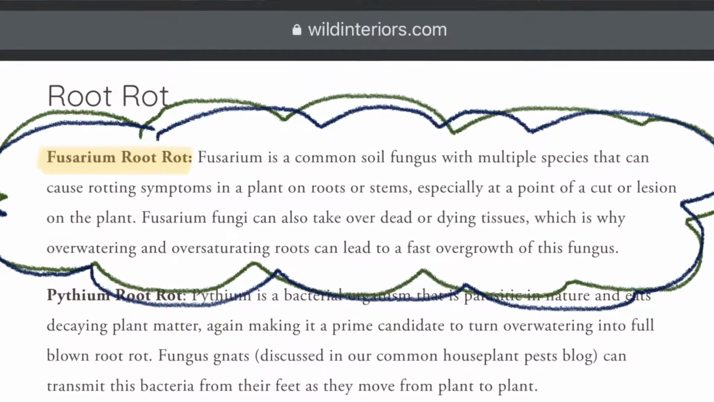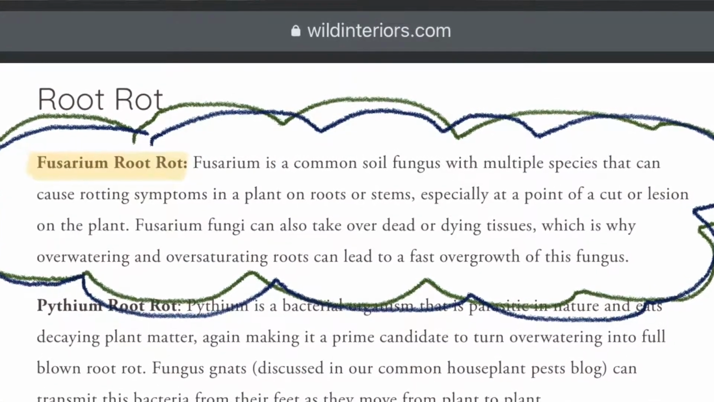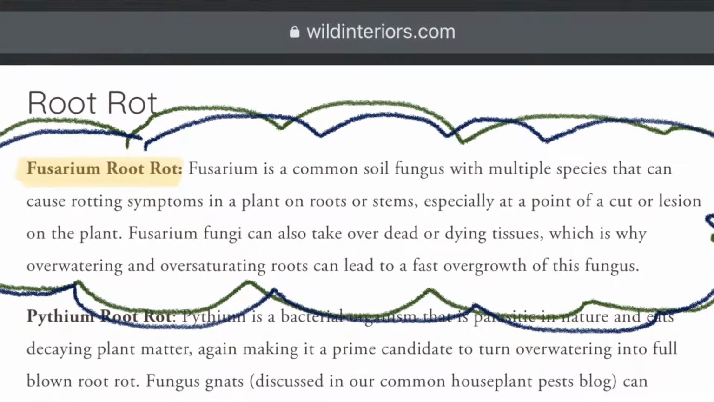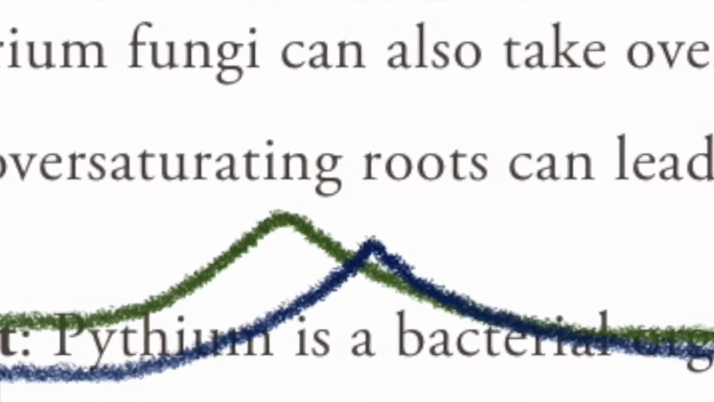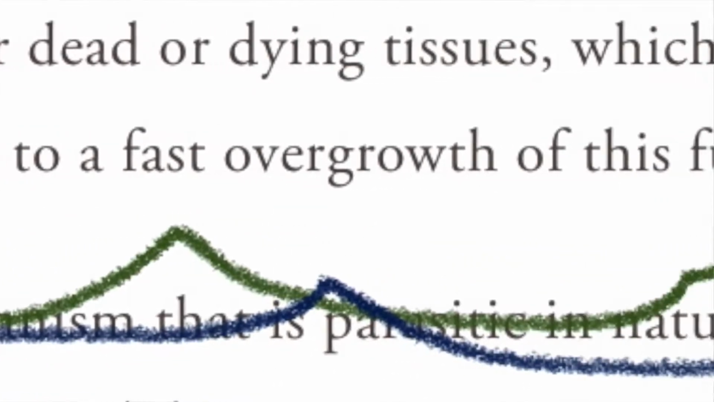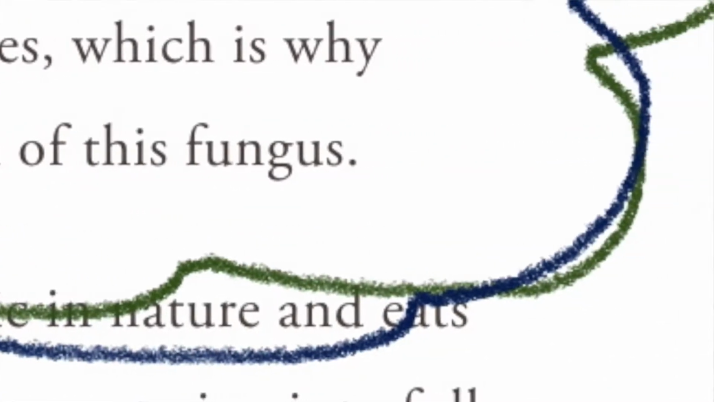Oh, so this website is giving us different types of root rot, I think. Phytophthora root rot. Phytophthora is a common soil fungus with multiple species that can cause rotting symptoms in a plant's roots or stems. Overwatering and oversaturating roots can lead to a fast overgrowth of this fungus. So we have fungus in the roots!